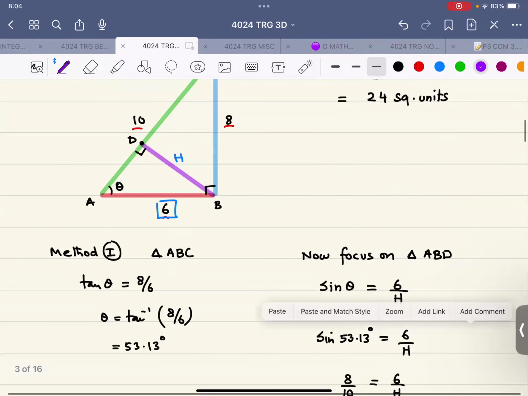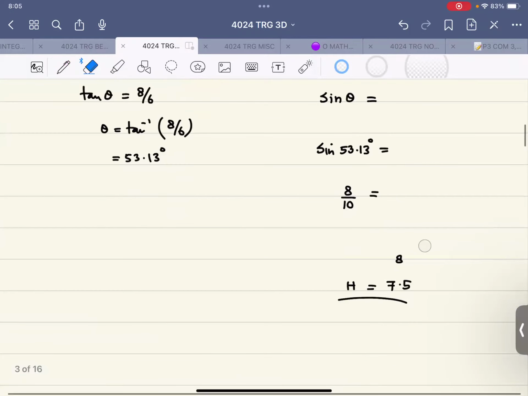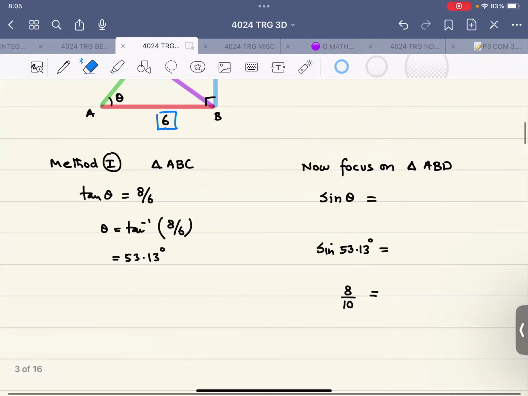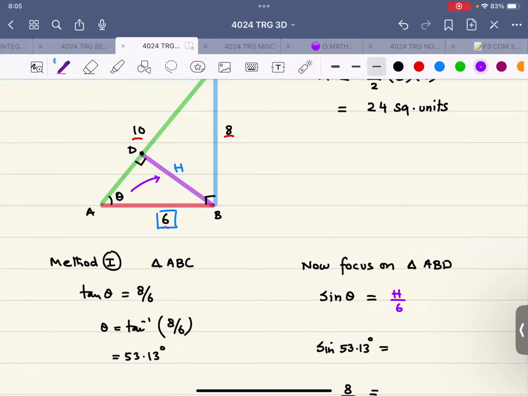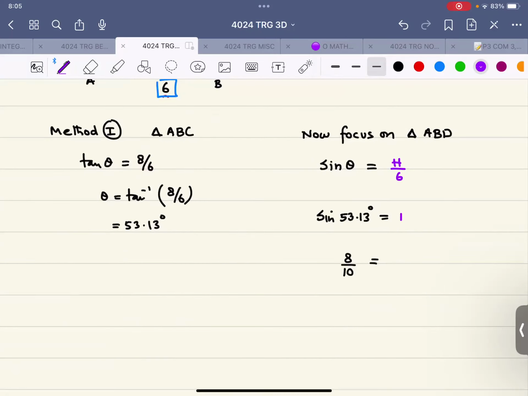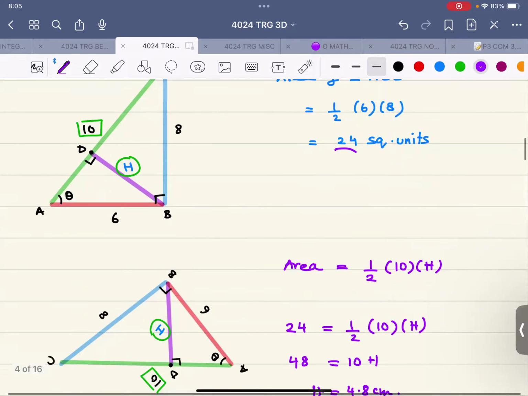So 6 divided by h, okay, I've made a mistake. This is h over 6. So now that is the correction that I need to make. So sine theta is h over 6. Why? Because h is the opposite and 6 is in front of 90. That is the hypotenuse. So therefore, this is h over 6. Therefore, h is 8 into 6 divided by 10, 48 over 10. That comes out to be 4.8 centimeter. So that is exactly what we are getting. So that was a small correction that is made.